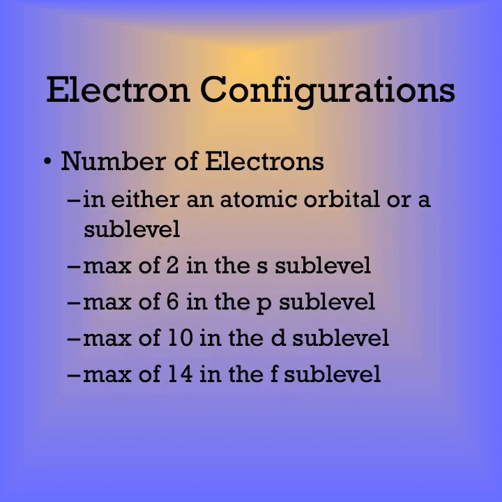And as I said, the electron configuration shows the number of electrons. It'll show us either a number of electrons in an atomic orbital or in the sublevel. In the s sublevel, which remember was l equals 0, there will be a maximum of 2 electrons. In the p sublevel, there will be a maximum of 6 electrons. That was when l equals 1. When l equals 2, it's a d sublevel, and there will be a maximum of 10 electrons. And in the f sublevel, when l equals 3, a maximum of 14 electrons. It doesn't mean we always have to have the maximum in there, but it means we can't have more than that.